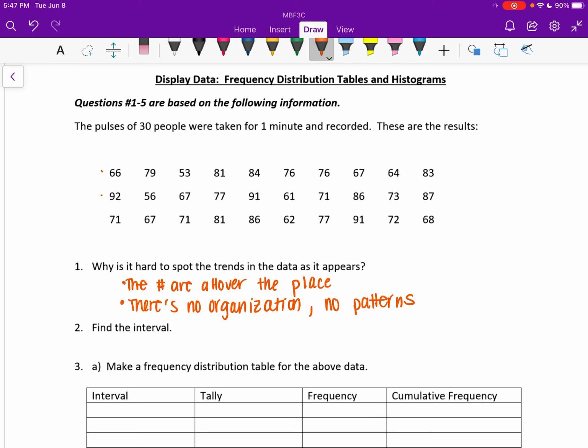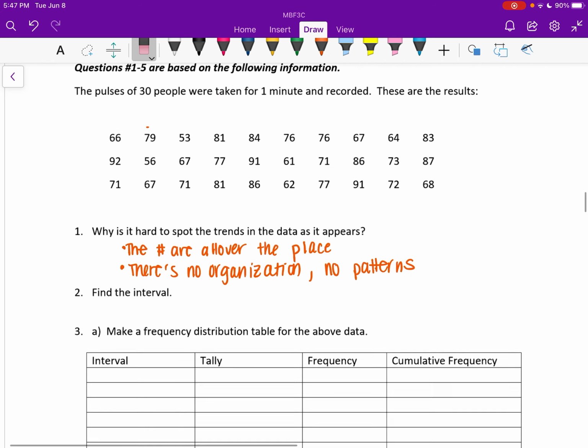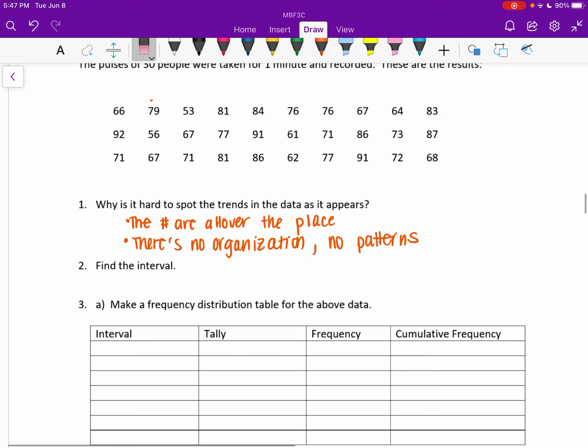So I know this is 1, 2, 3, 1, 2, 3, 4, 5, 6, 7, 8, 9, 10, right? So there's about 30 total numbers here. That means that there's 30 people who took this, and it makes sense. The pulse of 30 people were taken for 1 minute and recorded. So this is pulse data, right? So we're looking at the pulses of people.